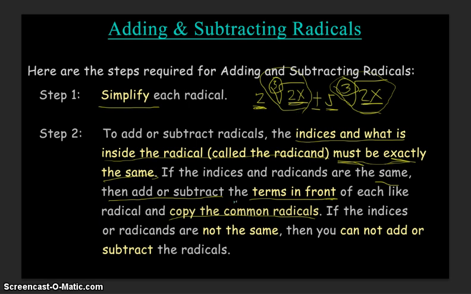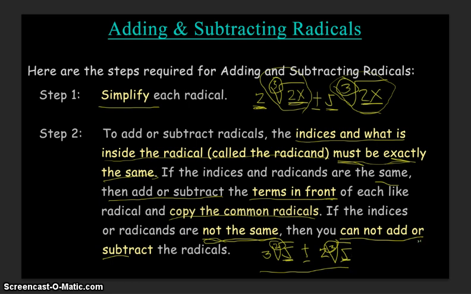If the indices or radicands are not the same, so pag hindi daw magkaparehas, hindi mo siya pwedeng i-add or i-subtract. Halimbawa, meron tayong 3 times square root of 5 plus minus 2 cube root of 5. So, ito hindi natin siya pwedeng i-add or i-subtract kasi hindi sila parehas ng indices. Ito 2, ito 3. Kahit na parehas yung radicand nila.